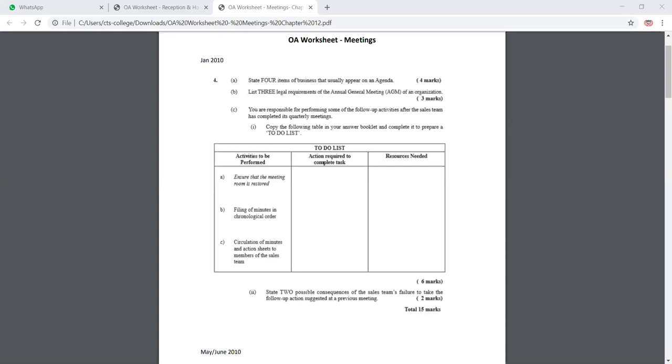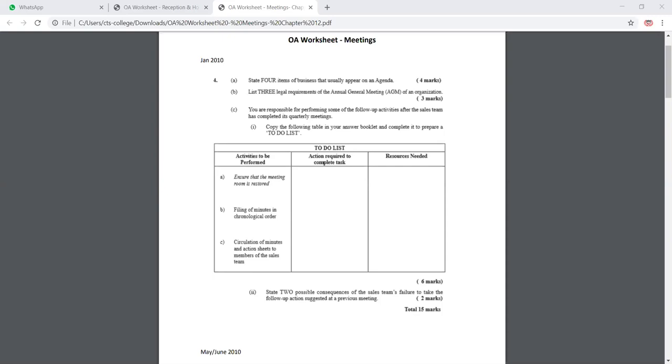And what is an action sheet? An action sheet lets each person know exactly what they have to do according to the minutes. Do you understand that? So the circulation of the minutes is the minutes that actually go around to each person. They have to verify that the minutes are true and correct to what they said in that meeting. And then the action sheet simply has what task each person agreed to do in that meeting. Understood?